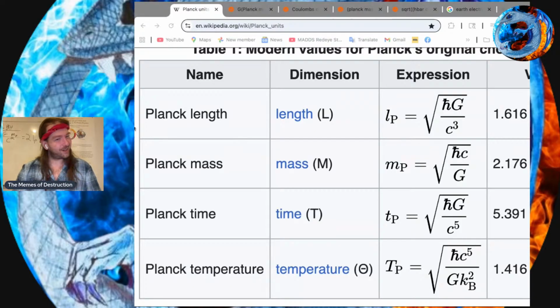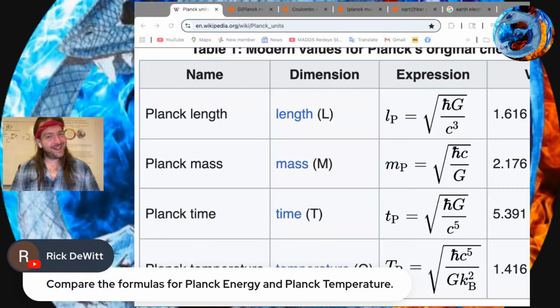Okay, so where are we going? Oh, I'm sorry, I've been outside the loop. Let's see. Comparing the formulas for the Planck energy and the Planck temperature.